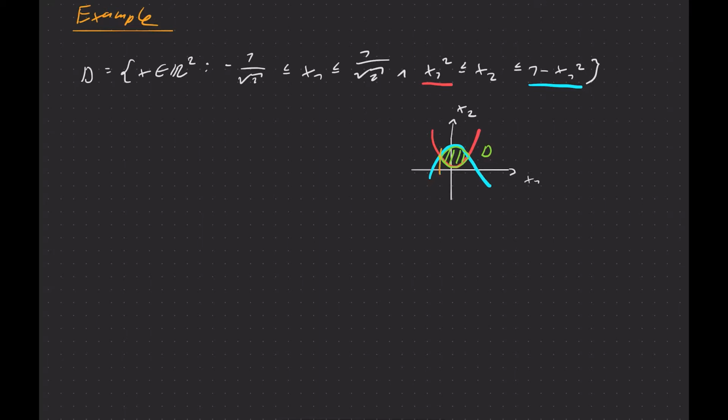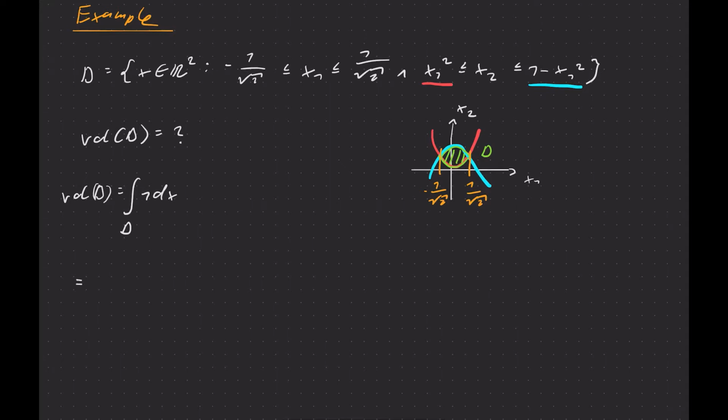And here's the x1 values. This is minus 1 over square root of 2, and this is plus 1 over square root of 2. That's just the points where these two parabolas happen to intersect. Okay, so this is the normal domain D. And what we're going to do is compute the volume of that set. So we want to compute the volume of D. And we do that by integrating the 1 function over the set D. Okay, so the volume of D is the integral of 1 dx over D.